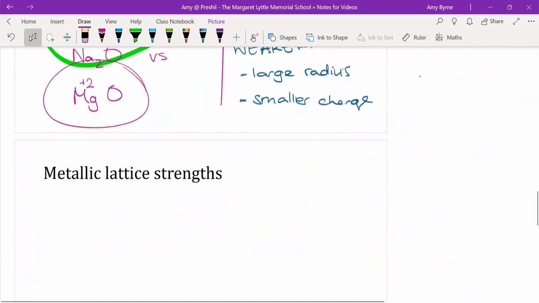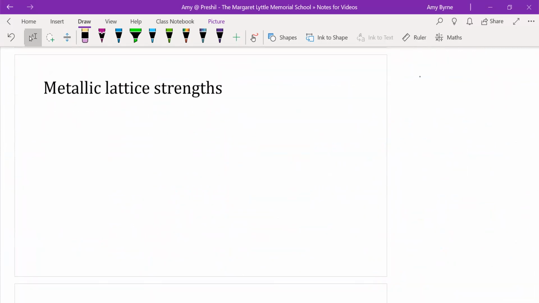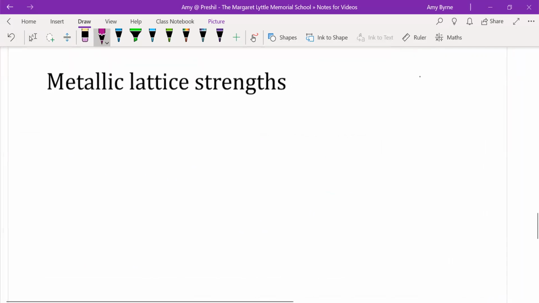Okay, let's talk about metallic lattice. Now, there are two factors that influence how strong my metallic lattice is, the melting point of that metal. And for our purposes right now, I am largely going to be ignoring weirdo metals like mercury and gallium, because those guys are really exceptions.